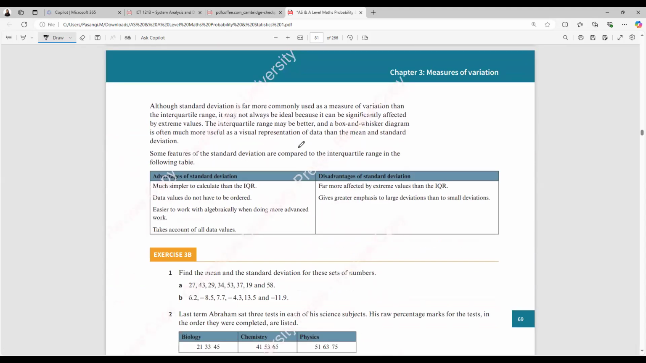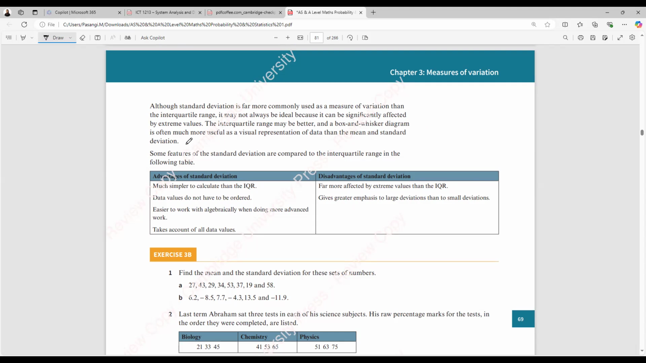Okay. Then, although standard deviation is far more commonly used as a measure of variation than the interquartile range, it may not always be ideal because it can be significantly affected by extreme values as well. So the interquartile range, that is the difference between Q3 and Q1, may be better. And a box and whisker, that means the box plot diagram, is often much more useful as a visual representation of data than the mean and the standard deviation as well.